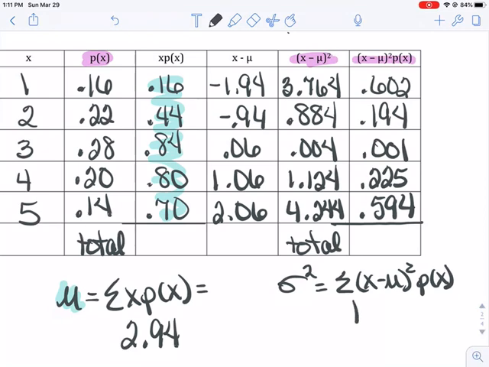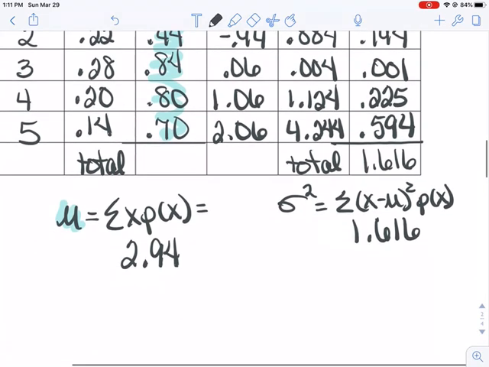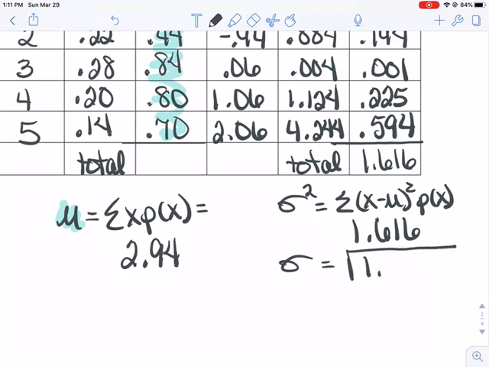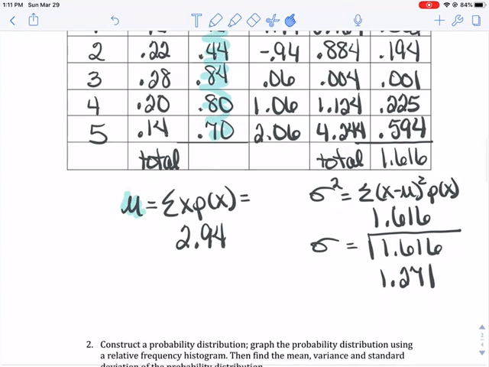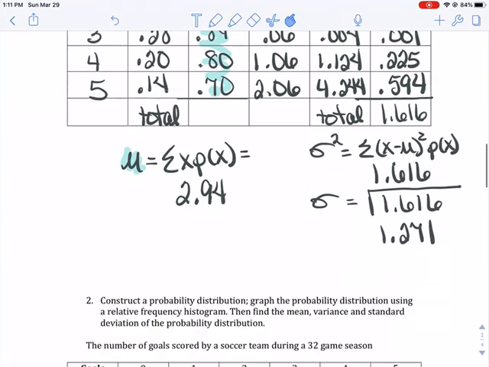Okay, so I got 1.6116. That is our variance. So our standard deviation, remember, is the square root of that. And I got 1.271. All right, so that's going to be our process, guys. Not exactly the easiest method to get there, but it's guaranteed to get us the correct answer.